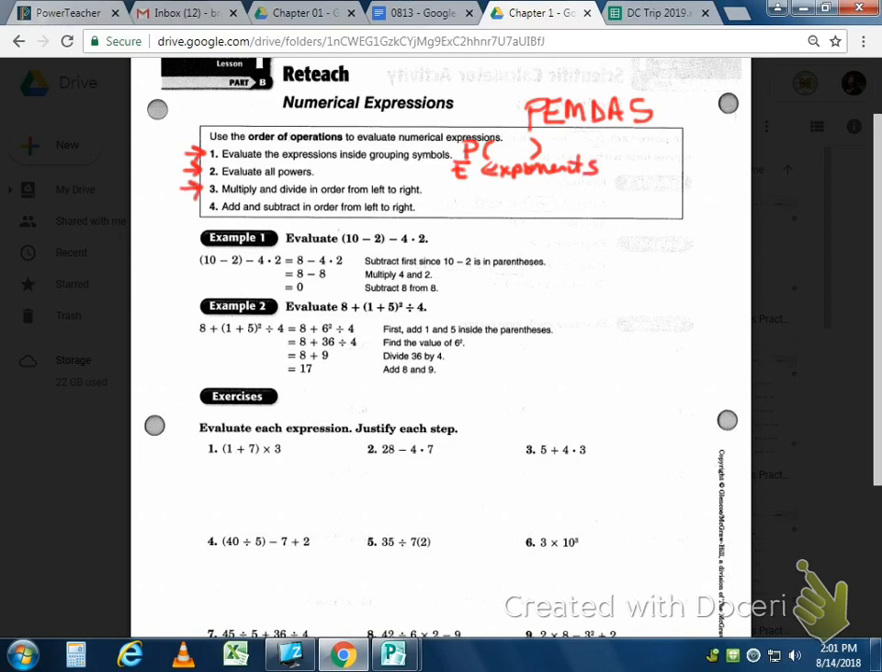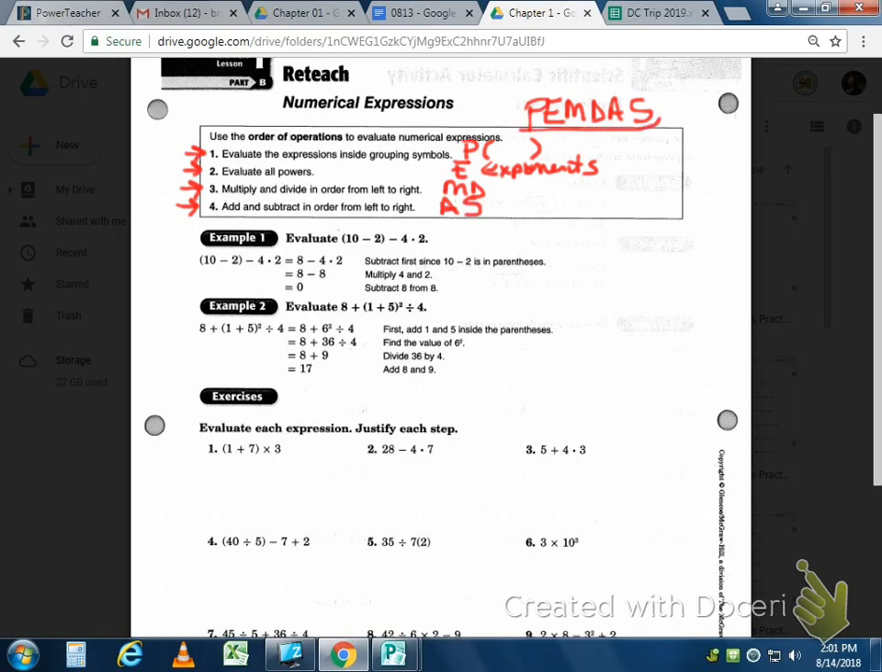Third, multiply and divide in order from left to right. So I need you to know that multiplication and division are of equal importance. If division comes first from left to right, you do it. It's not go back, do all the multiply, then go back and do all the divide. It's any multiplication or division from left to right. And then finally you go through the problem, add or subtract in order from left to right.